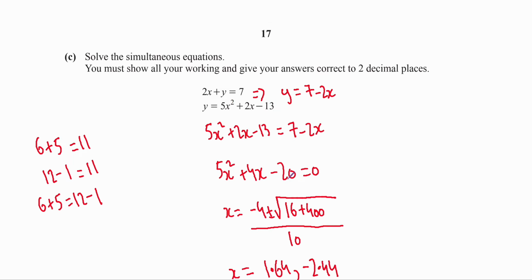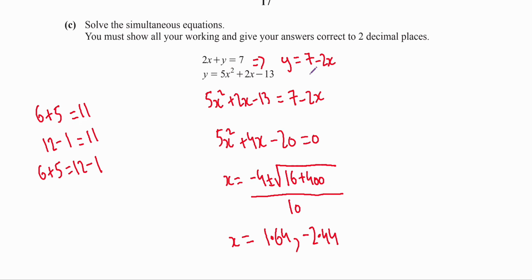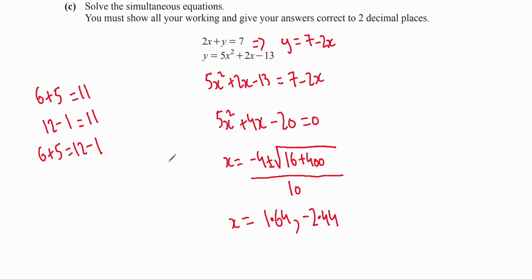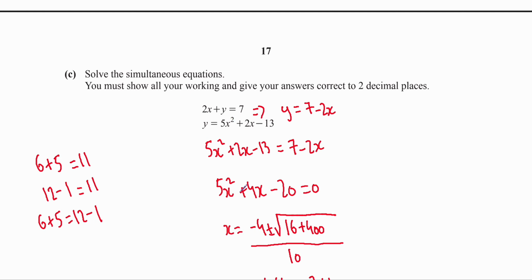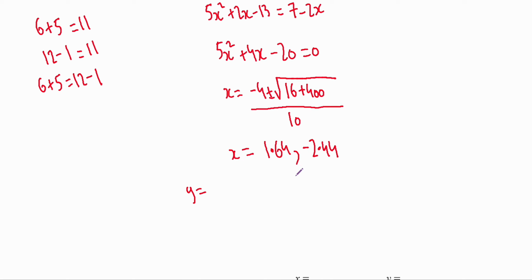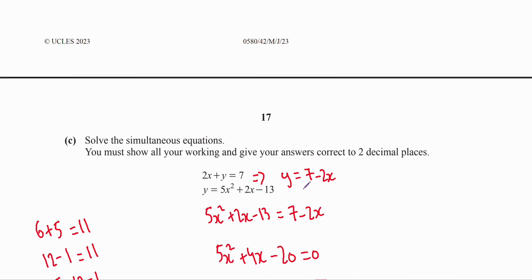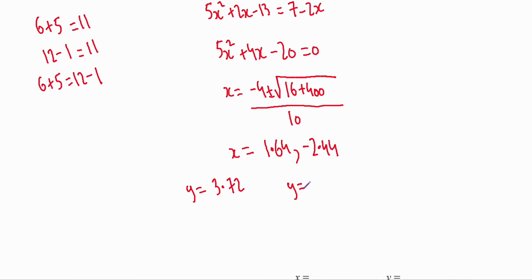So how would you find the value of y? Well, you can put it into any of these equations, of course, but why would you want to put it into this equation when you can put it into the simpler equation? So you have y is equal to, well, if you do 1.64 times 2, and then 7 minus that, you get 3.72. And then you have y is equal to negative 2 times negative 2.44, and then 7 plus that is 11.88.